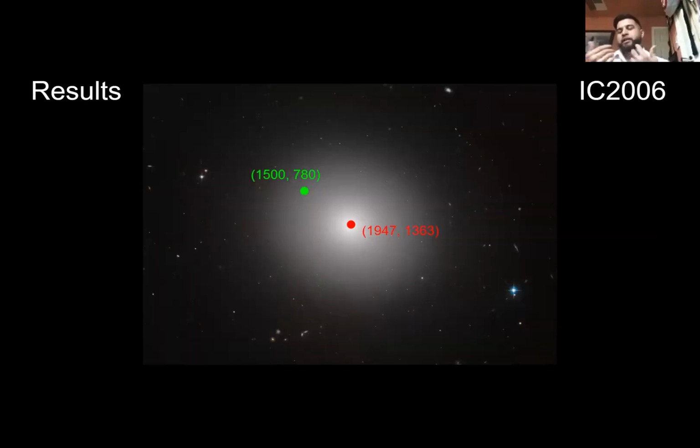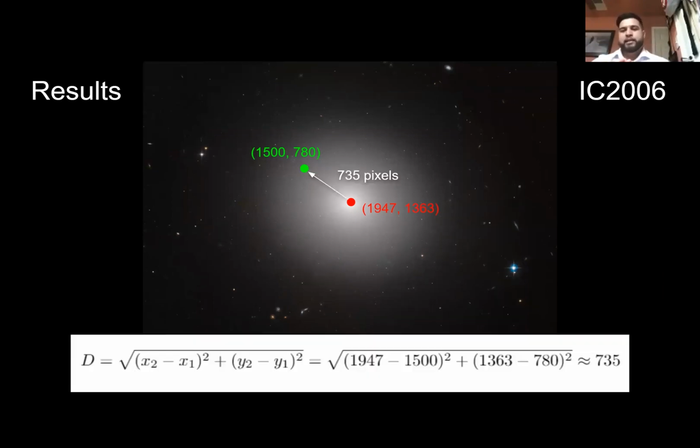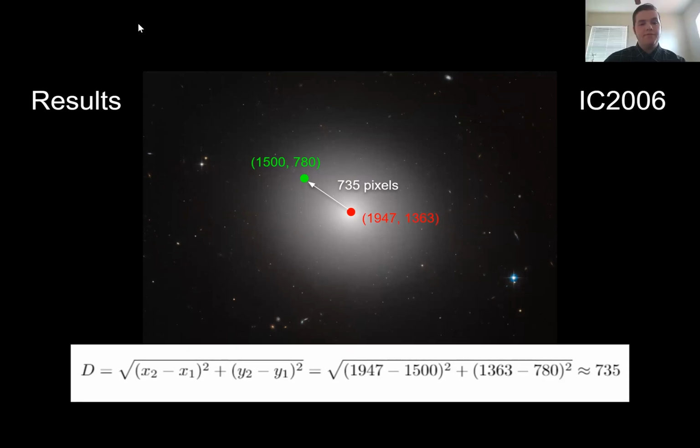So now that we have the center of our galaxies, to find the distance between that center and any point of the galaxy, we use the distance formula. And what this does is it takes your X and Y coordinates for each point, you plug them in and you get the distance. So in this example with IC 2006, once again, we take the coordinates of the center, which are 1947 and 1363, and we take the coordinates of the pixel in question, which is 1500 and 780. And when you plug these in, you get a distance of roughly 735 pixels from the center. Now that's important information to have.